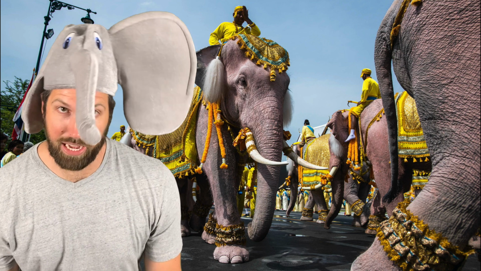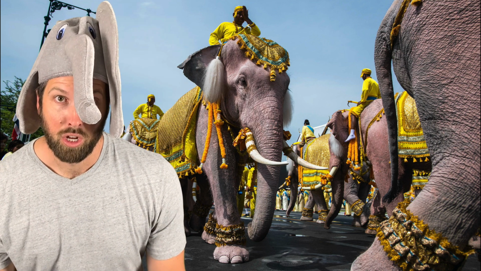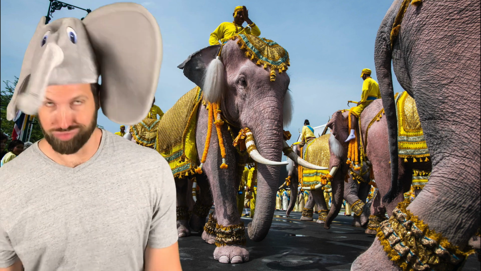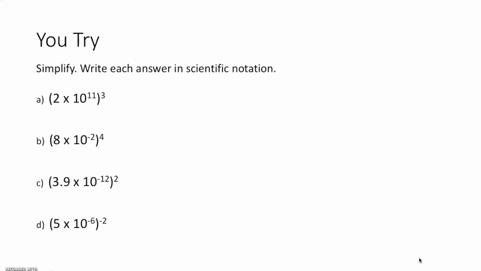What's big and gray and has a bunch of horns? An elephant marching band. You try.